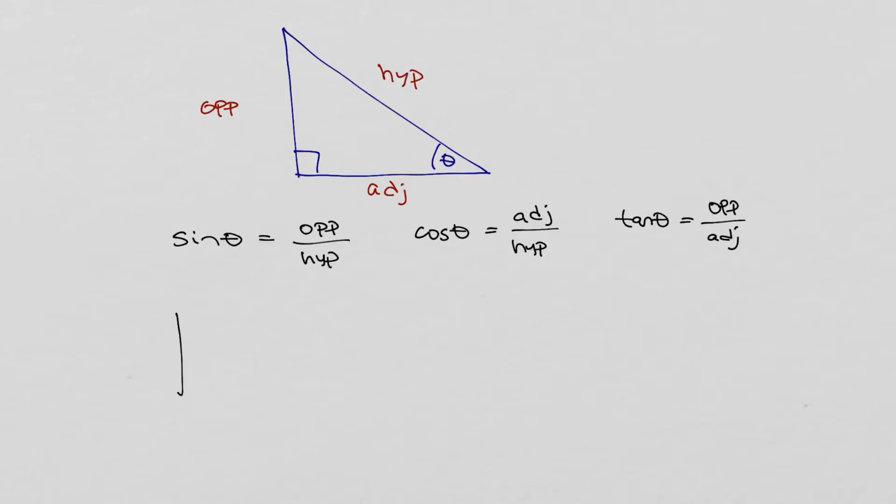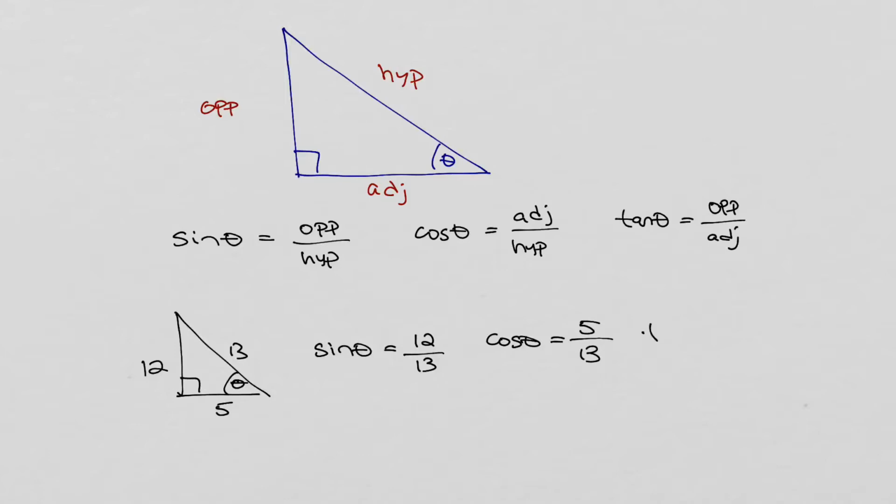So if we go back to the 5, 12, 13 right triangle we had on the previous page, if this is my angle theta, then sine of theta is the opposite side, which is 12, over the hypotenuse, which is 13. For cosine of theta, that's the adjacent side, which is 5, over the hypotenuse. And for tangent of theta, that is the opposite side over the adjacent side, which is 12 over 5.